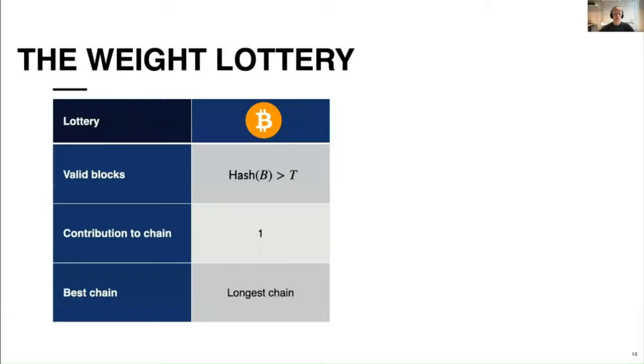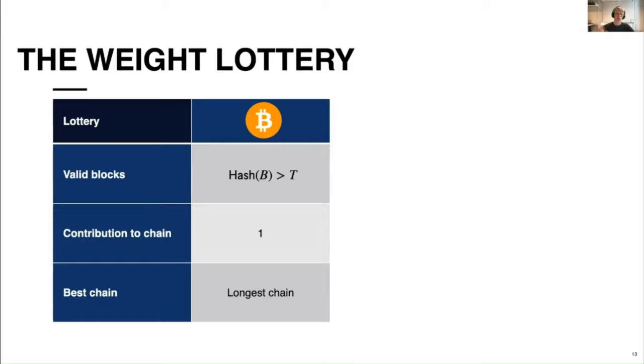So to explain the weight lottery, I thought, well, let's just look a bit into what the Bitcoin lottery is actually about. So there, what determines if a block is valid or not is if the hash of the block is above some threshold. This is actually opposite in the real protocol, that it has to be lower than this threshold.